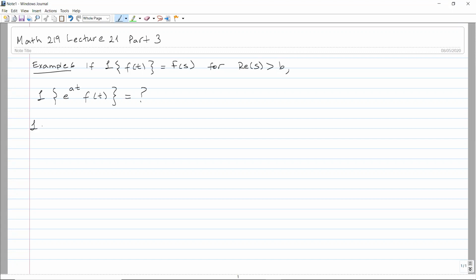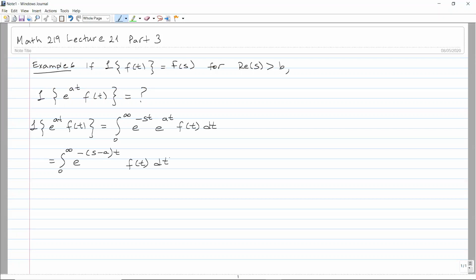Okay, so I'm going to use the definition. By definition, the Laplace transform is the improper integral from 0 to infinity of e to the minus st times the function, which is e to the power at times f of t, dt. So this is going to be, if I combine the exponential functions, keep the minus sign, e to the minus (s minus a) t, f of t dt.